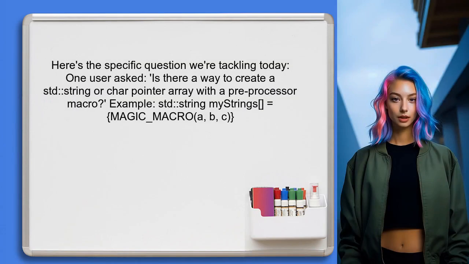Here's the specific question we're tackling today. One user asked, is there a way to create a string or char pointer array with a preprocessor macro? They provided an example that looks like this. String myStrings equals MAGIC_MACRO(A, B, C). Sound familiar? Let's explore this together.